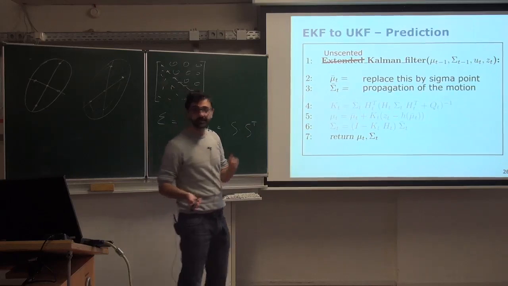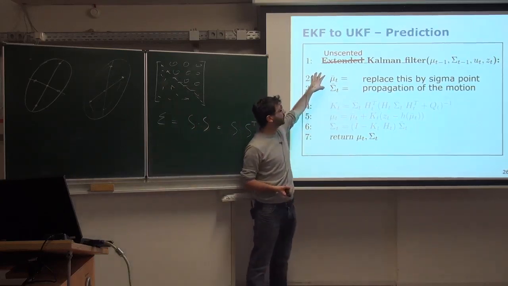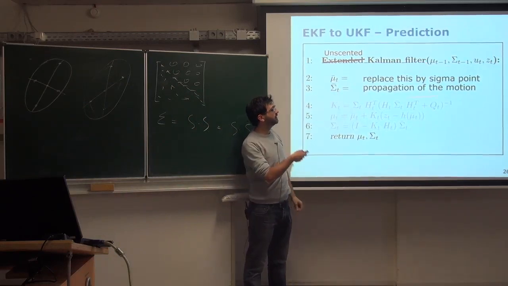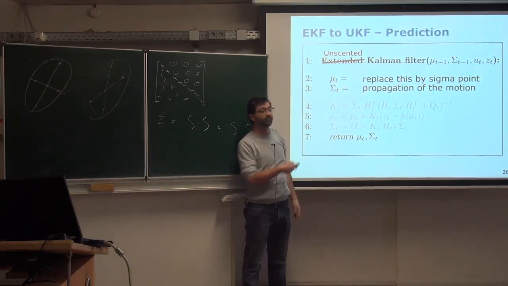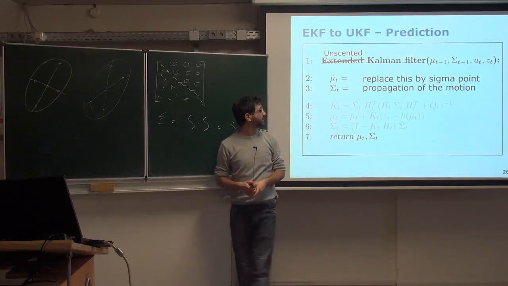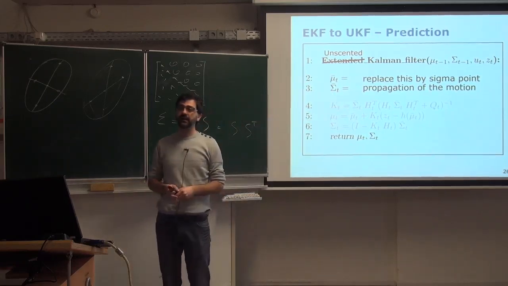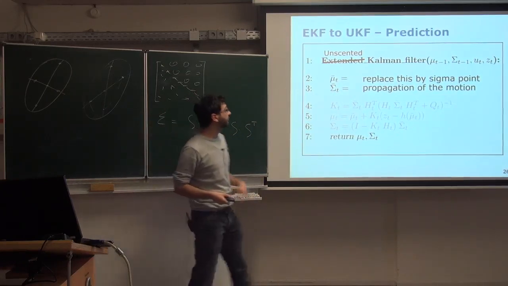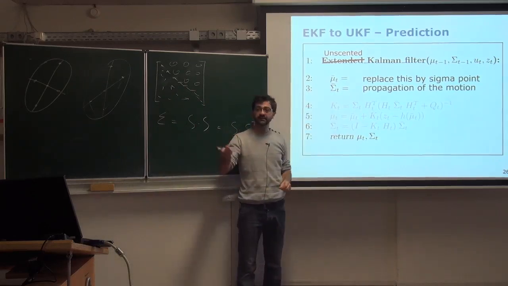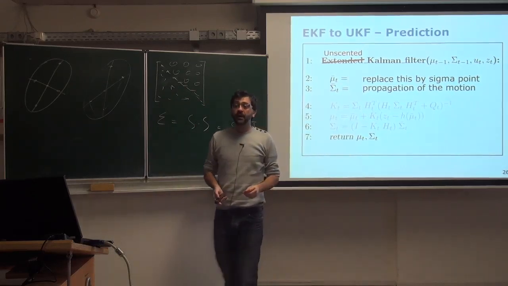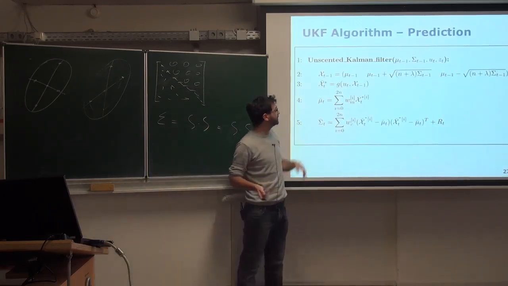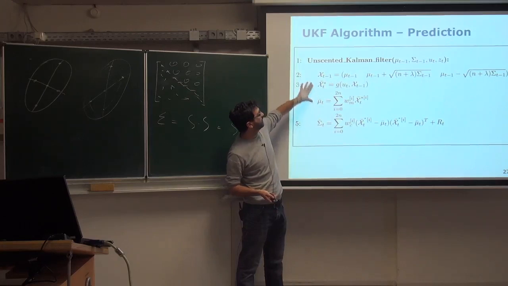For the prediction step it is actually quite straightforward. You just replace the mean by the mean computed by the sigma points propagation, and you can replace the covariance as well by the covariance computed using the sigma point weighted sum. So here you apply directly the unscented transformation. It's slightly different when we do the update. So these are the formulas for the prediction.